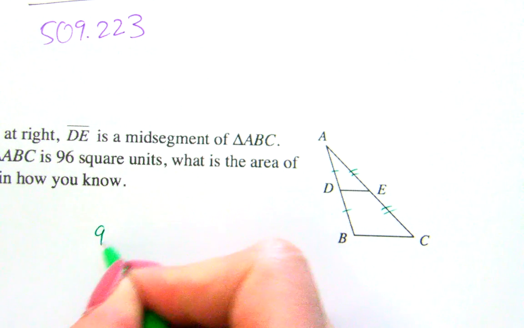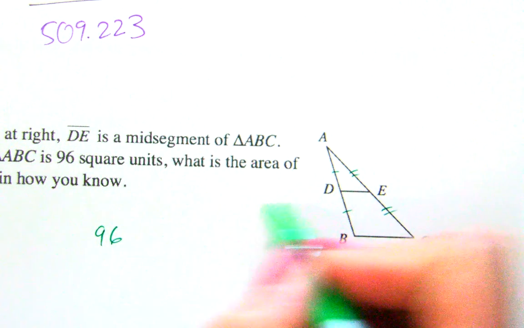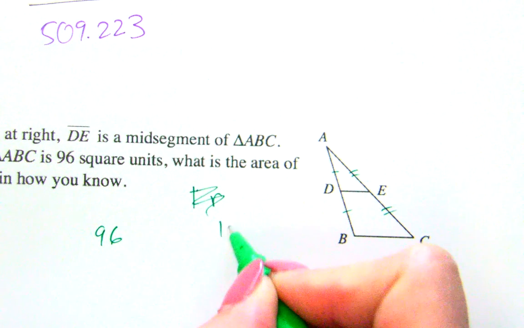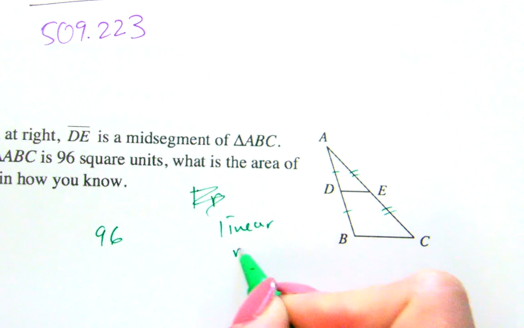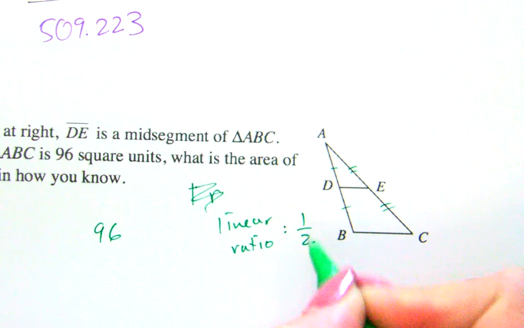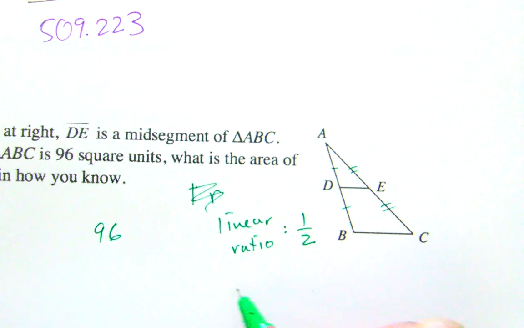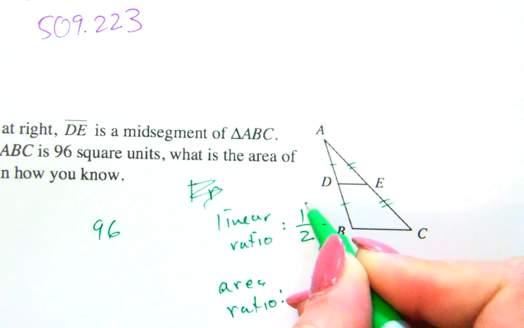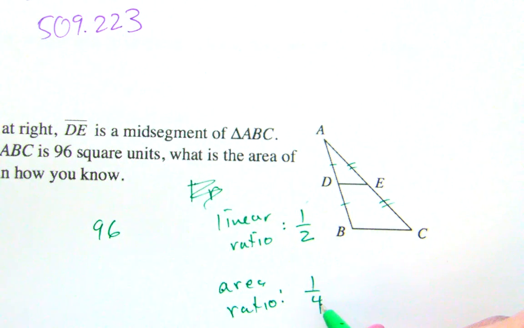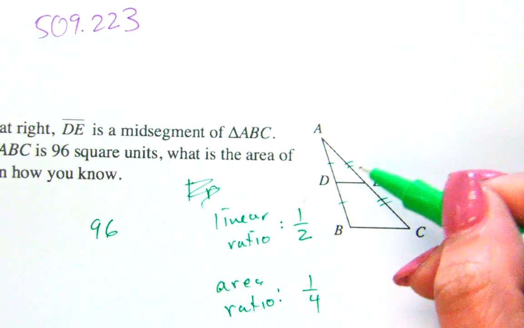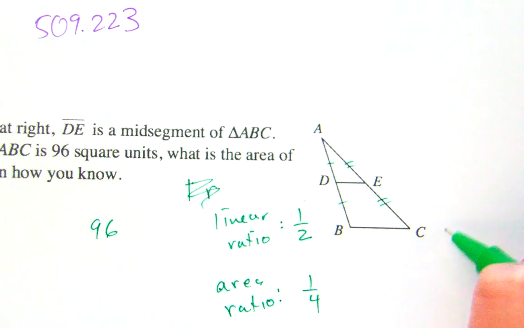Yep. Okay, so 96. The linear ratio is going to be 1 to 2, right? Because you take it and you're going to double it up. The area ratio is going to be 1 to 4 because 1 squared is 1, 2 squared is 4. So the area of the small one times 4 is going to equal the area of the large one.